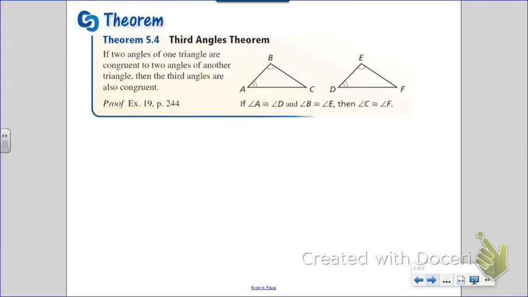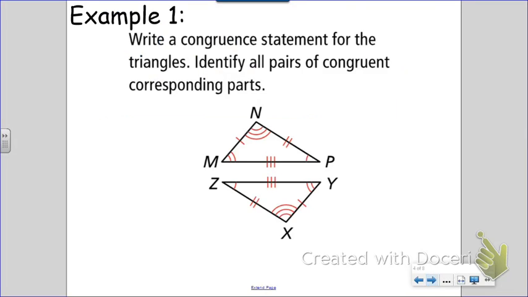The third angle theorem states if two angles of one triangle are congruent to two angles of another triangle, then the third angles are also congruent. In our first example, we write a congruent statement for the triangle. Identify all pairs of congruent corresponding parts.